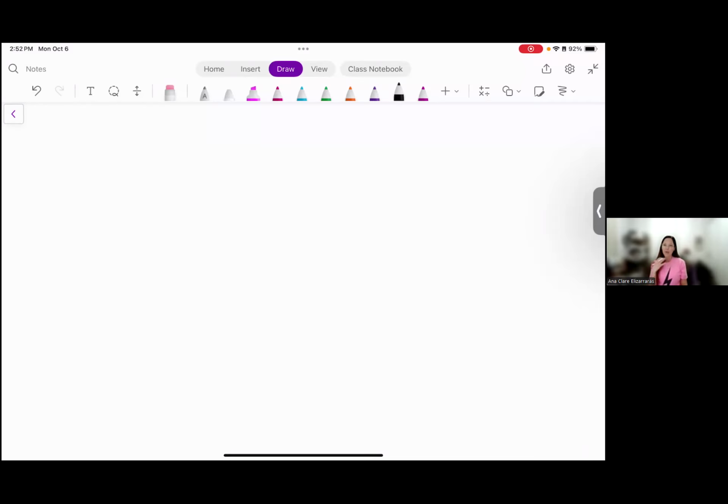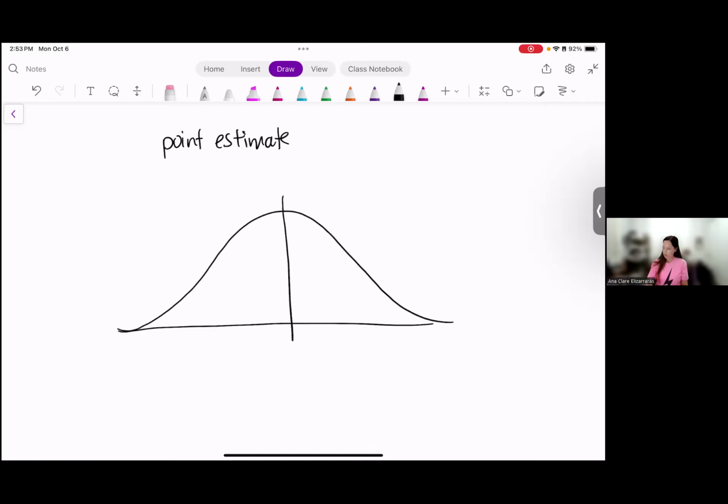So in order to calculate a confidence interval, first of all, you need a point estimate. What that point estimate is, is the value that we're going to center our data around. So let's say in this case, we're talking about sample means, our point estimate would be the sample mean. And then we're going to create a range of values to the left and to the right, or a region that is appropriate for how confident we want to be.